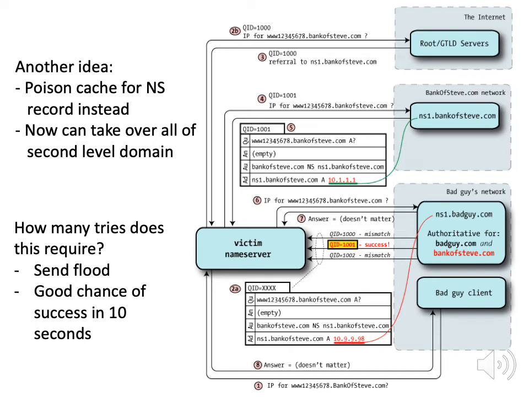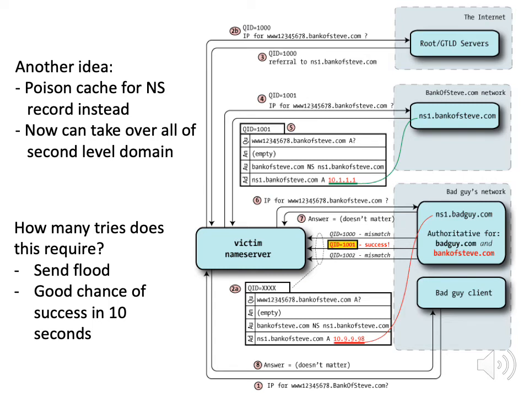What if we want to poison a whole domain? So here what we want to do is fake the response from the top level servers that gives us the name server for the Bank of Steve domain. If we can fake that response, then the victim name server will actually go to our bad guy name server.